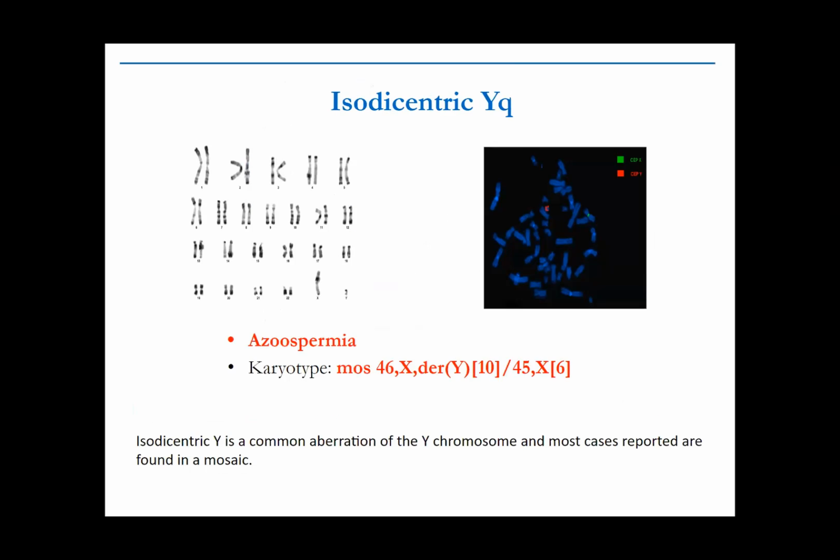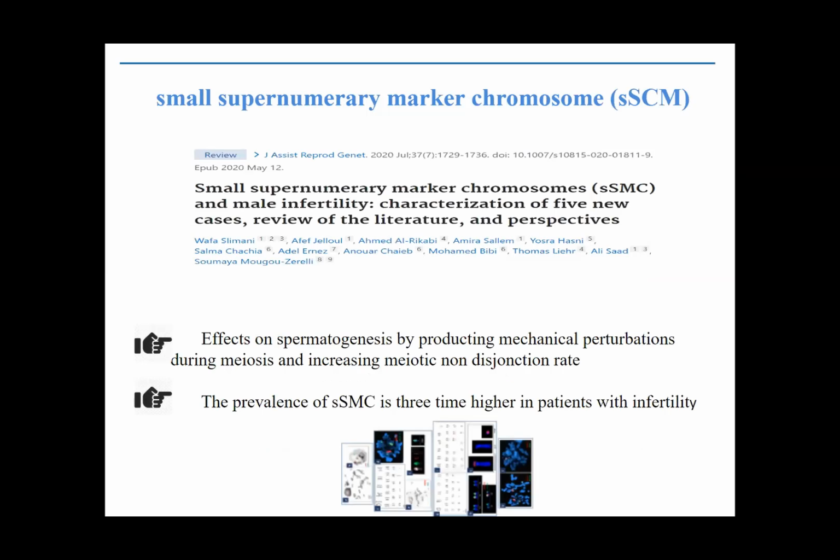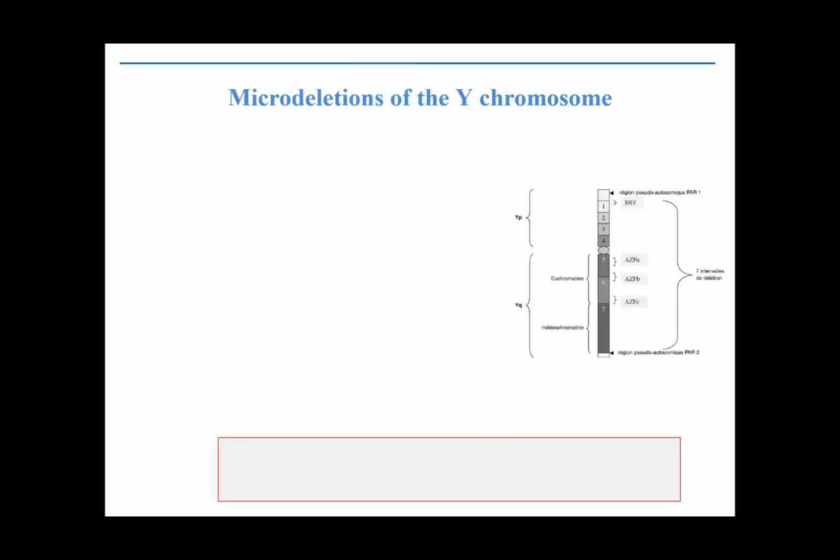Another form of chromosomal abnormality is the dicentric Y chromosome, with the consequence of azoospermia. Small supernumerary marker chromosomes affect spermatogenesis by producing mechanical perturbation during meiosis and increasing meiotic non-disjunction rates, and the prevalence of marker chromosomes is 3 times higher in patients with infertility.